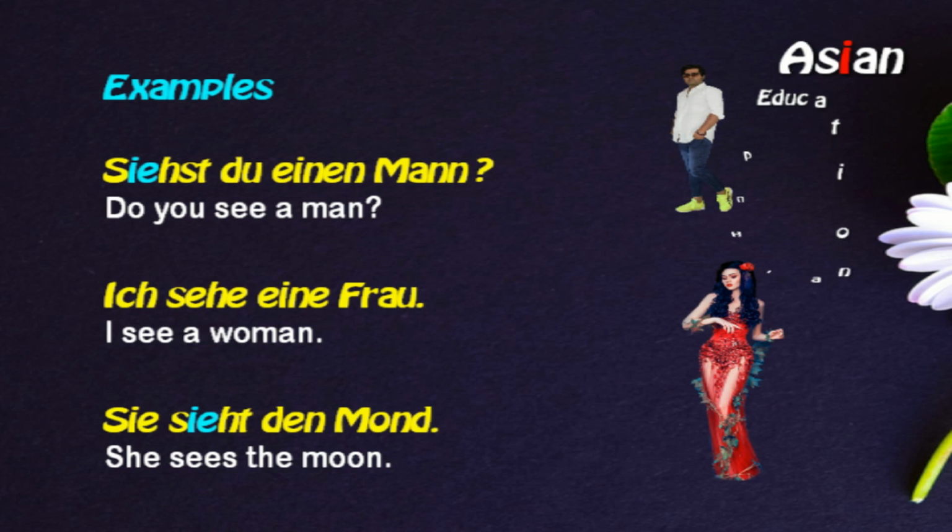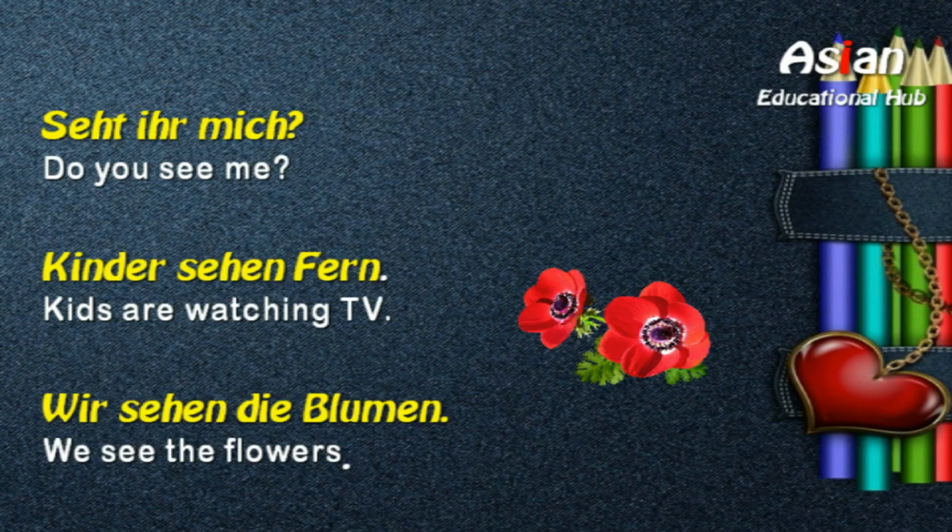Now let us have a look at some sentences. Siehst du einen Mann? Do you see a man? Because it is accusative case, we have used here einen. Ich sehe eine Frau. I see a woman. Sie sieht den Mond. She sees the moon. Seht ihr mich? Do you see me? Kinder sehen fern. Kids are watching TV. Wir sehen die Blumen. We see the flowers.